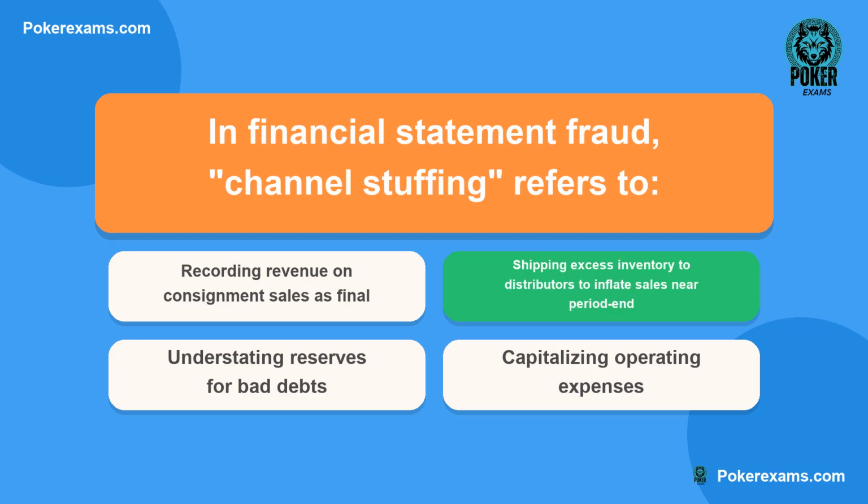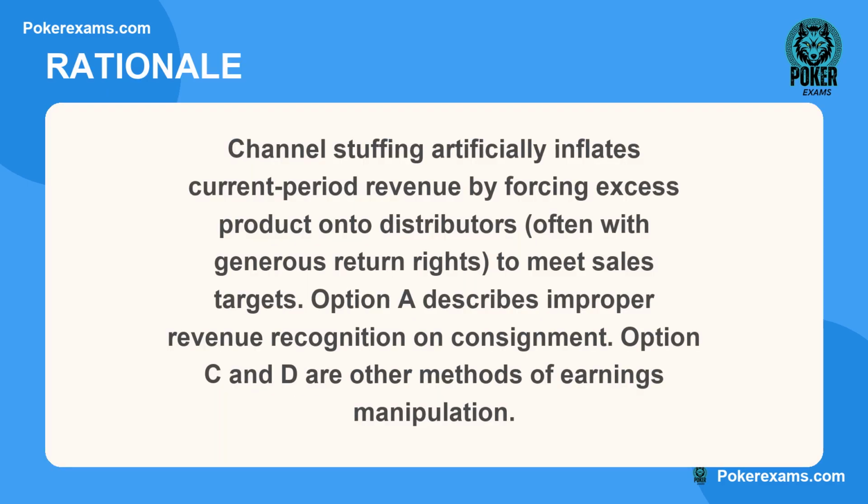The correct answer is B. Here is why. Channel stuffing artificially inflates current period revenue by forcing excess product onto distributors, often with generous return rights, to meet sales targets.